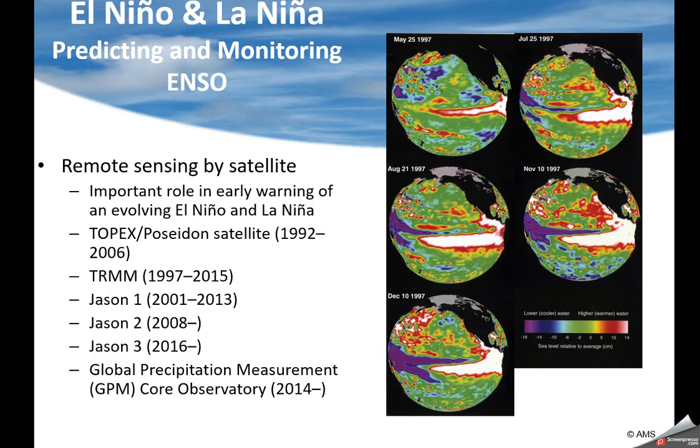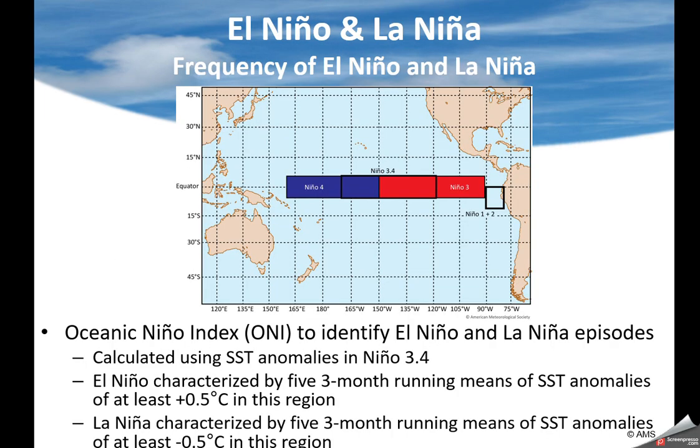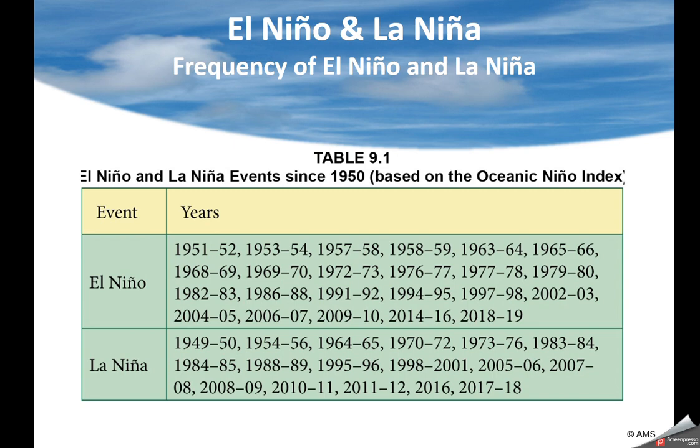Predicting these, we use satellite, different tools, global models. Currently, we're forecasting an El Nino developing this summer. We'll see if it happens. We look at a region in the Pacific on average temperature, Nino region 3.4. If the temperatures are consistently at least 0.5 degrees below normal or 0.5 degrees above normal for at least 3 months, we consider ourselves into either an El Nino or La Nina. And here you can see all the various years that they've occurred.